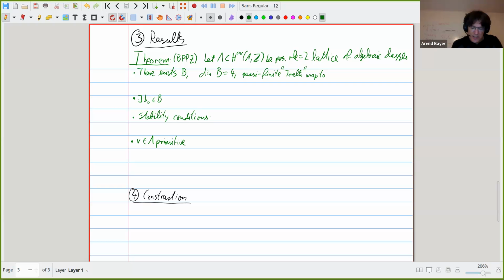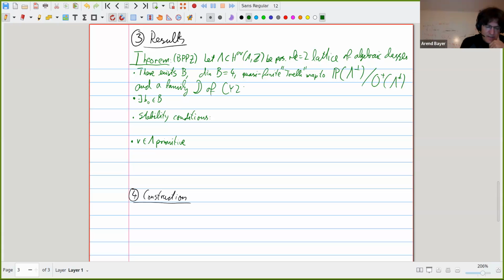because it has a map to the period domain of lambda perp quotiented out by the integral isometries of lambda perp, and a family, let me call this D, of Calabi-Yau 2 categories over B.